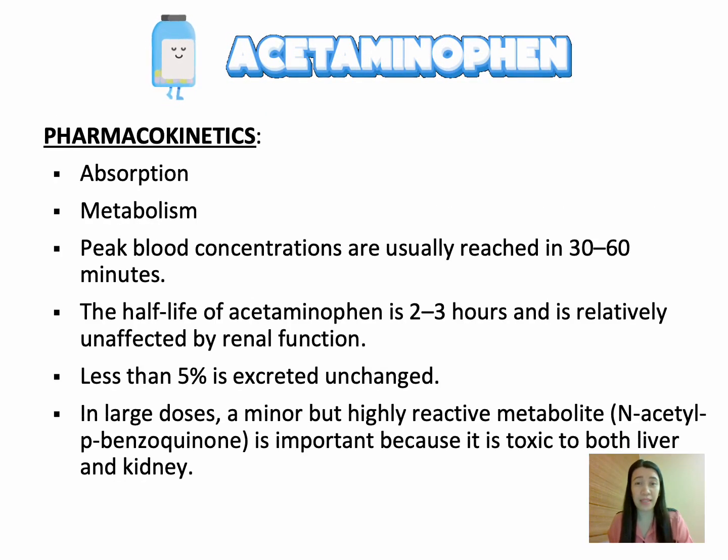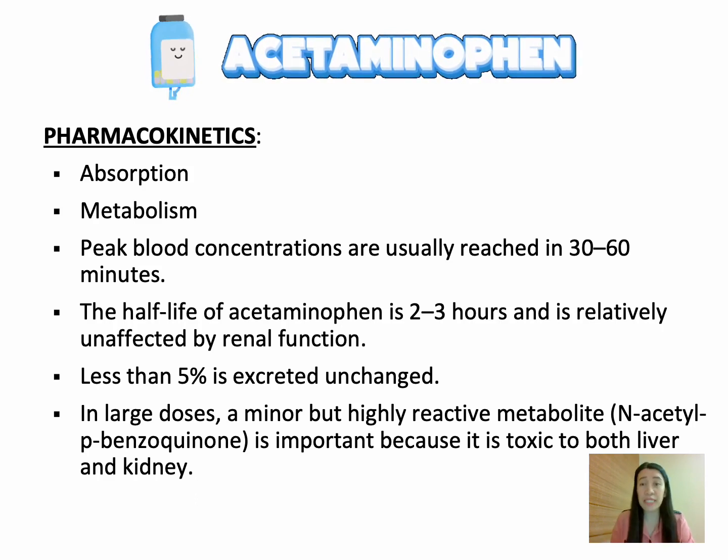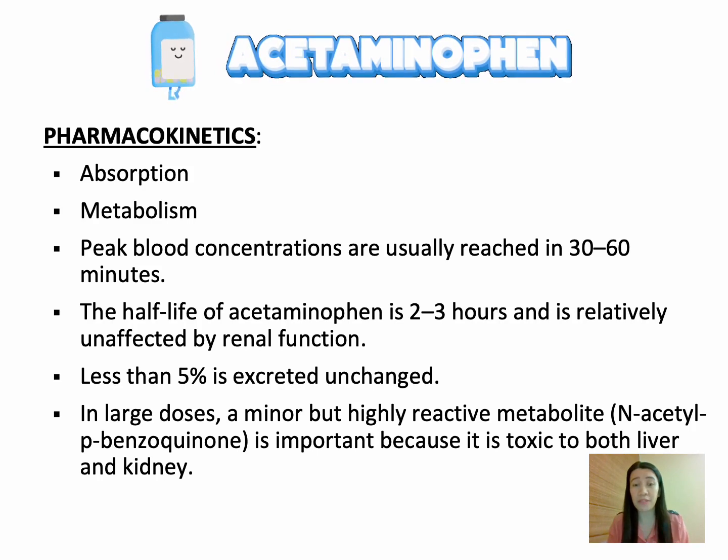Acetaminophen pharmacokinetics. Upon ingestion, acetaminophen is rapidly absorbed from the GI tract and is quickly distributed throughout the body. It is metabolized in the liver. Peak plasma concentrations are achieved within 30 to 60 minutes. The half-life of acetaminophen is 2 to 3 hours and it's relatively unaffected by renal function. Less than 5% is excreted unchanged, and in large doses, a minor but highly reactive metabolite is important because it is toxic to both the liver and the kidney.